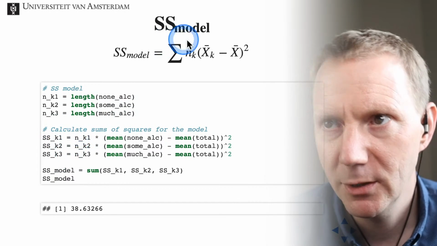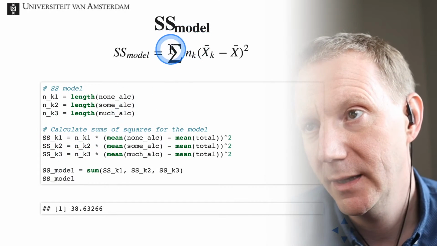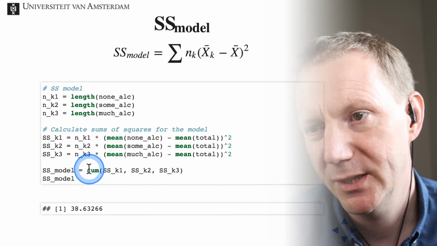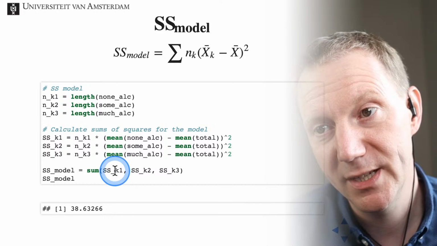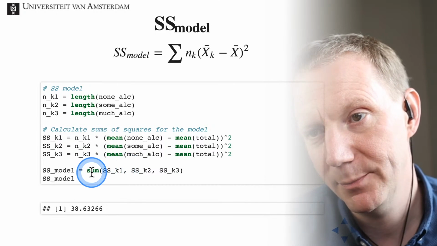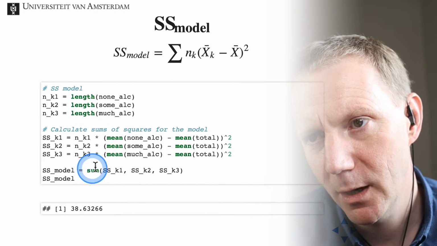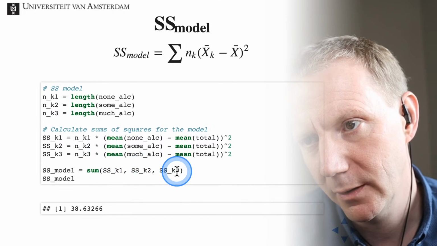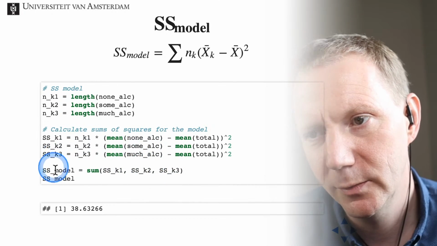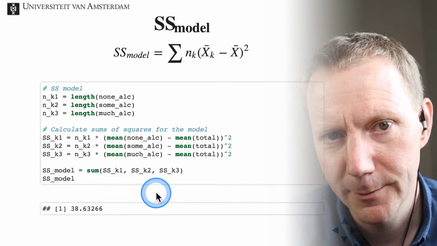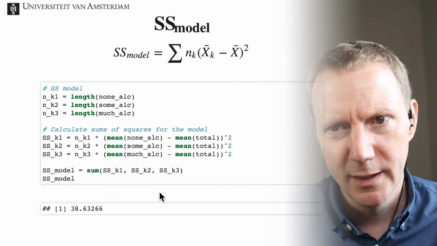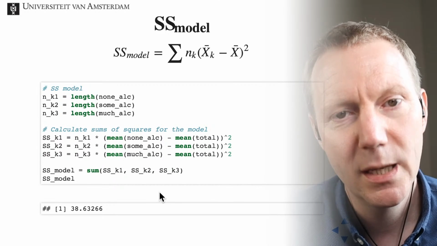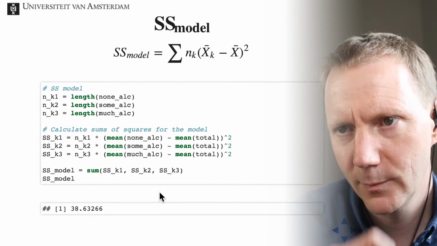And those are 3. So if I have to sum these, I have to actually sum the 3 sums of squares part for each individual group. So here I'm telling R to sum over the first, the second, and the third level, which will result in 38 variance components that are explained by being part of that group.